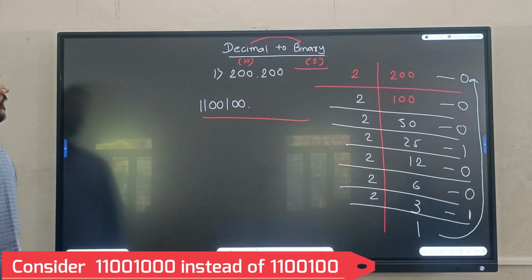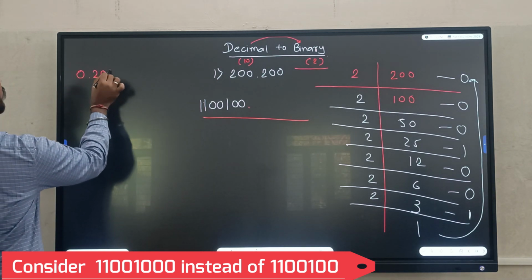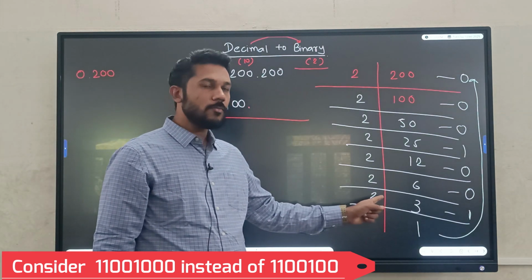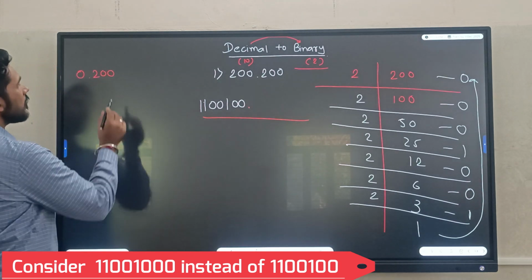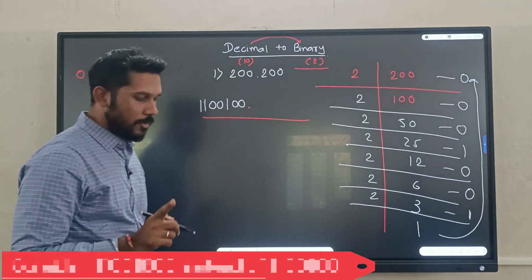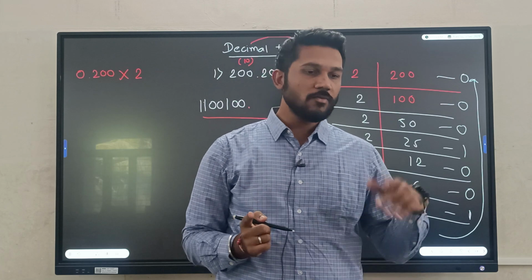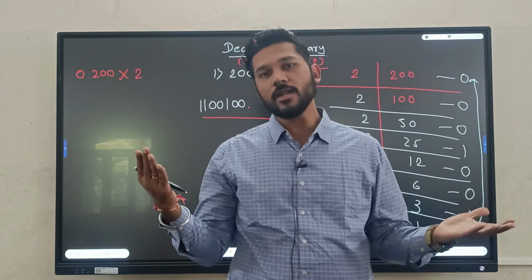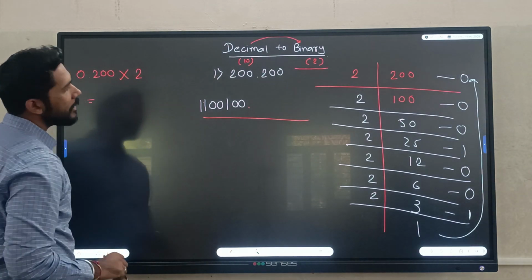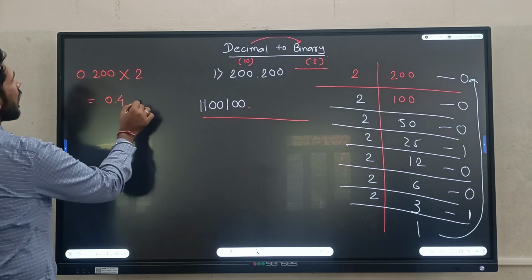we write the fraction part, that is 0.200. For the decimal part we divide by 2, but in the fraction part we multiply by 2. That is the only difference in decimal to binary conversion. For the decimal part we divide by 2, for the fraction part we multiply by 2. So 0.200 multiplied by 2, we have 0.4 and remainder 0.